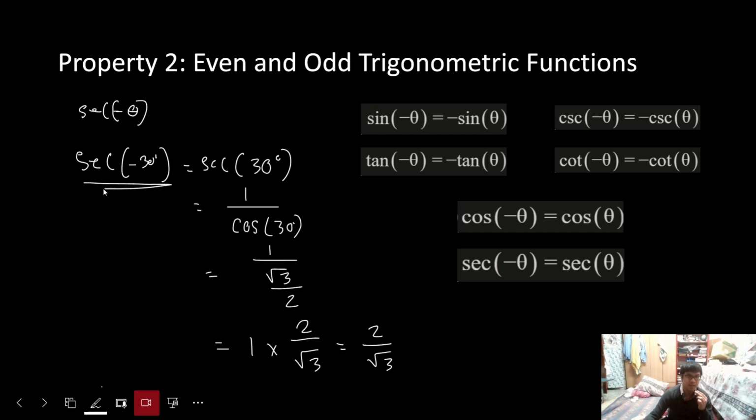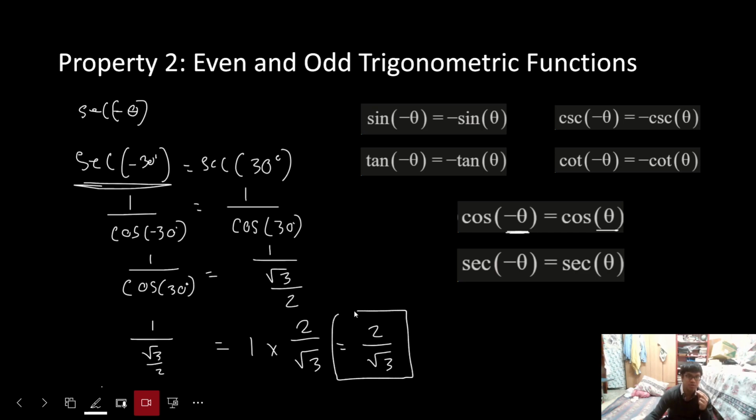And that's the same thing here. Okay? Because this is just the same as 1 all over cosine of negative 30 degrees. And remember that if we have a negative angle inside of the cosine, we will have positive. So we will have 1 all over cosine of 30 degrees. So remember that cosine of 30 degrees is square root of 3 all over 2. And if we simplify, the answer is 2 square root of 3.